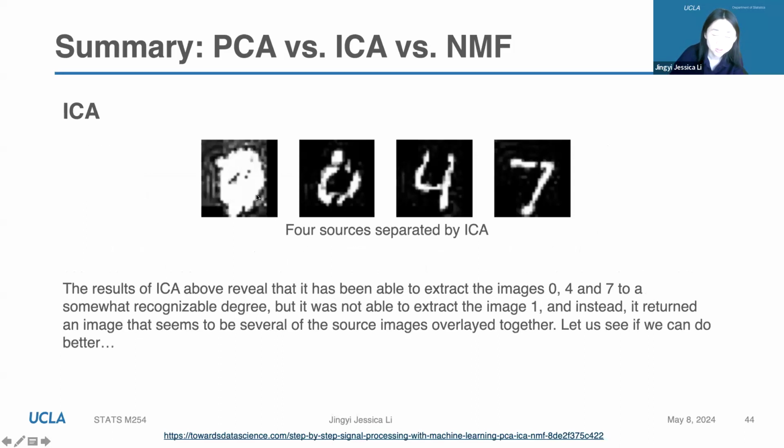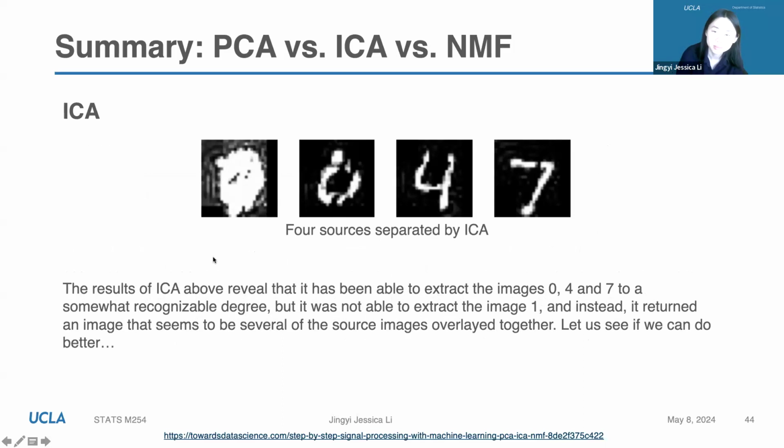All right, so this is how ICA works for this data. Does it look good? Maybe not so nice, right? The results of ICA above reveal it has been able to extract the images 0, 4, 7, to somewhat recognizable degree. But it was not able to extract the image 1. This should be 1, and 1 is like a mix. And instead, it returned an image that seemed to be several of the source images overlaid together.